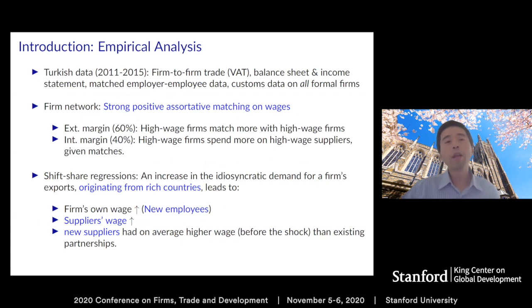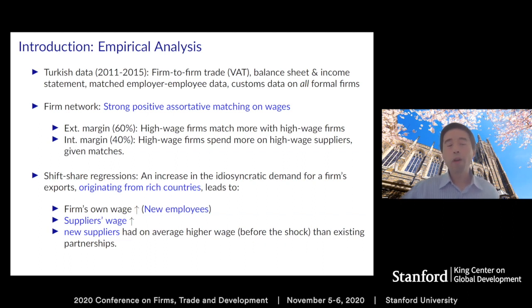Just to give you a brief preview of what we're going to show and what's new here, in terms of empirical analysis, we leverage unique Turkish manufacturing data, which tells us all the firm-to-firm trade based on VAT records. On top of that, we merge in financial statement data and employer-employee data so that we know the skill intensity at the firm level. We also look at customs data so that we can exploit some variation in the export market.